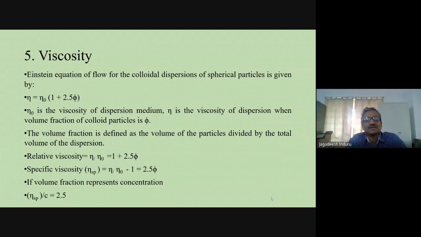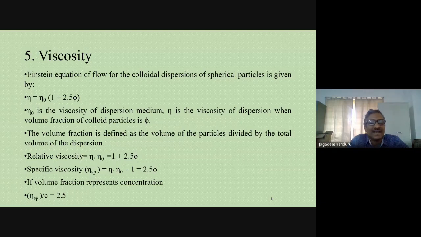So in a colloidal dispersion, φ is less than 0.2 only, which means the concentration is at a lower level. That is the reason we convert the above equation into a relative viscosity, η divided by η₀. Then the Einstein equation is converted into η/η₀ = 1 + 2.5φ. When you take the 1 to the left-hand side, you get η/η₀ − 1, which is the specific viscosity, equivalent to 2.5φ.